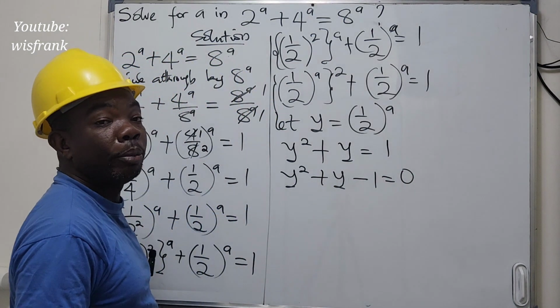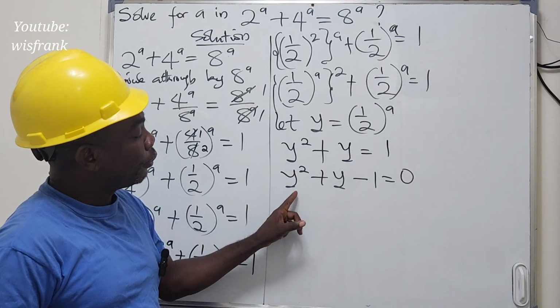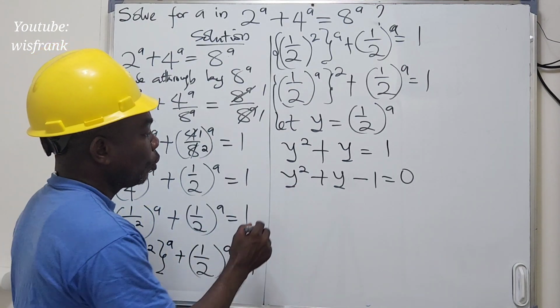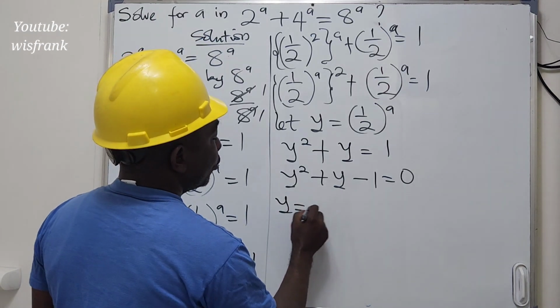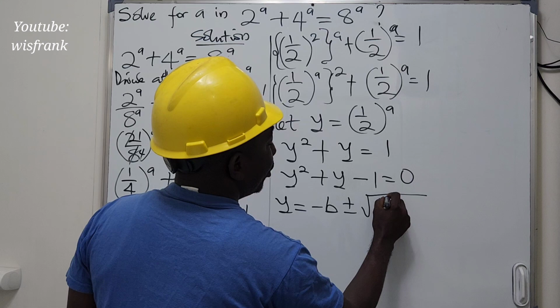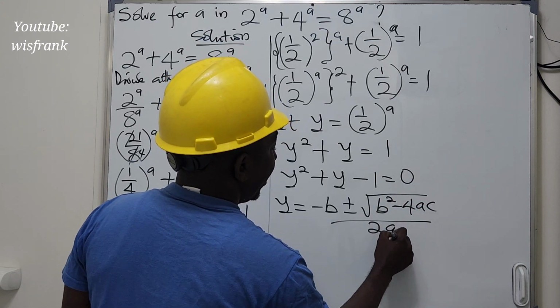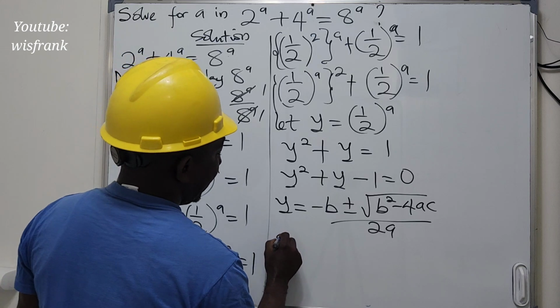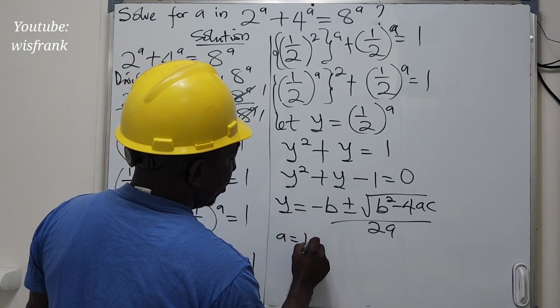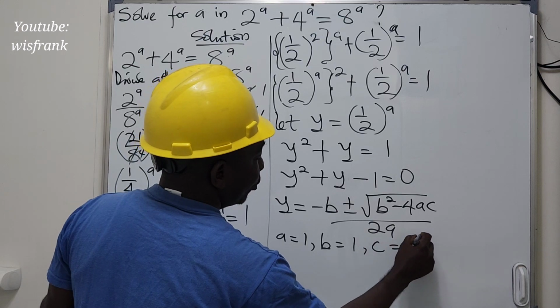So this has turned out to become a quadratic equation. So we are going to use the quadratic formula to find the value of y. So y will be equal to minus b plus or minus the square root of b squared minus 4ac, all over 2a. The value of a equals 1, the value of b equals 1, and the value of c equals minus 1.